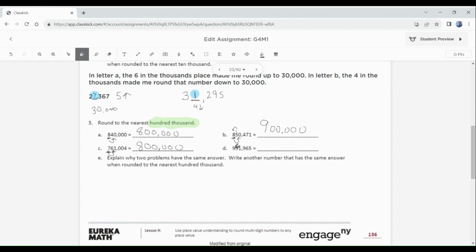Now letter D is one that's a little bit tricky because here I have a 9 in my 100,000s place, and this 9 in the 10,000s place is going to tell me to round up. So what comes after 9? The number is 10, but if we recall from, I think, maybe lesson 1 or lesson 2, when I have 10 of one place value, that's equal to 1 of the next greatest place value. So I'm actually going to have a 10, 0, 0, 0, 0, but I'm going to sneak another comma in here, and this is going to actually be 1 million. So 10 100,000s is equal to 1 million. Remember, 10 of one place value is equal to 1 of the next biggest place value. So 991,965 rounded to the nearest 100,000 is actually 1 million.